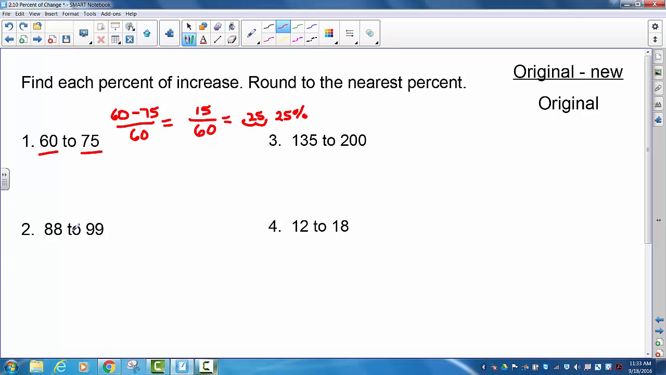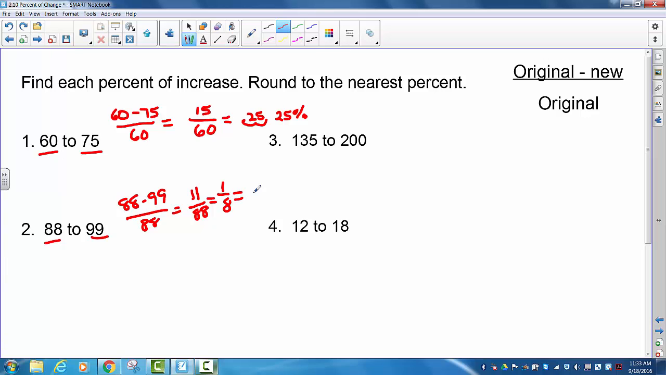The second one down here, we went from 88 to 99. We go 88 minus 99 over 88, right, equals 11 over 88. And before we do the division, it's always a good idea, I didn't do it in the previous one, but it's always a good idea to reduce your fraction first, and this can be 1 over 8.